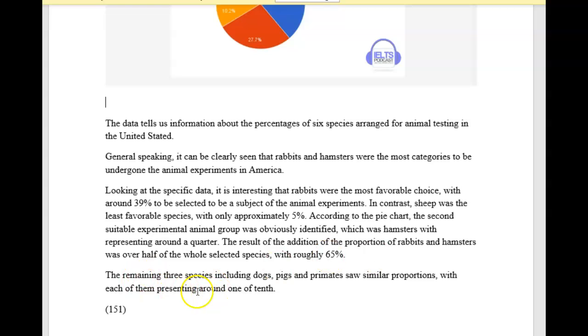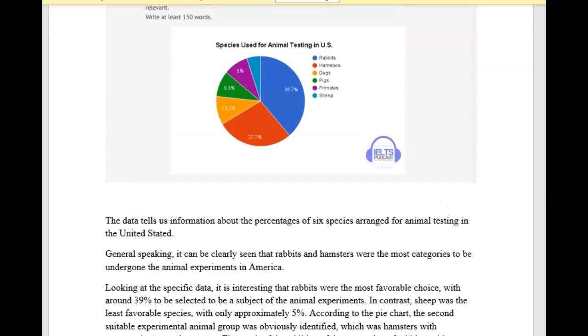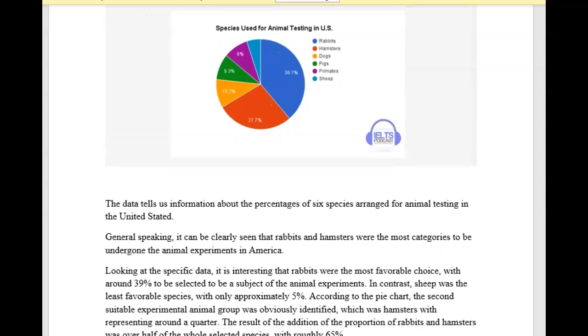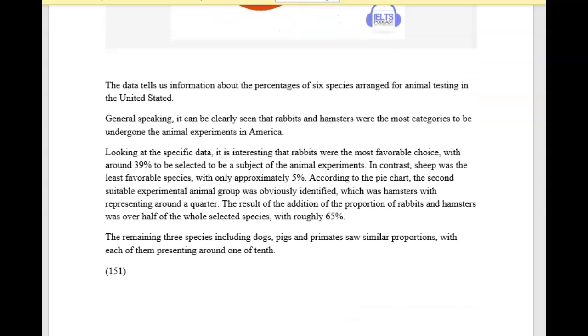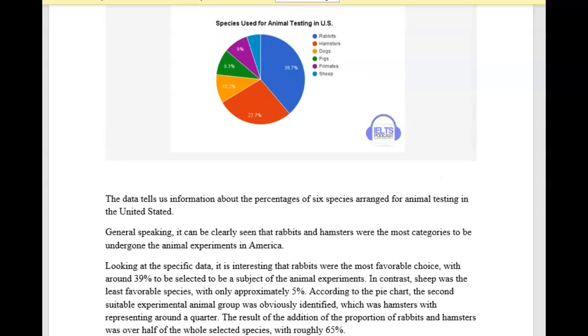But yeah, I think you really did yourself a disservice by only having this one little sentence for essentially half the data in the chart. I mean, like I said, you had 6 pieces of information and you talked about half of that information in just one little sentence. So that wasn't such a good idea. And that's going to affect your task achievement score.